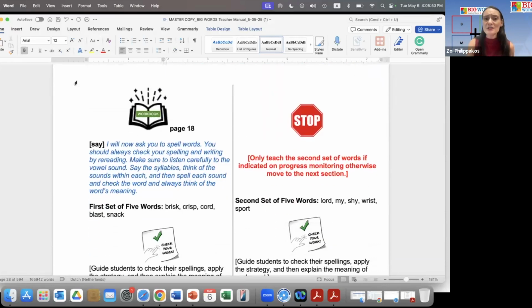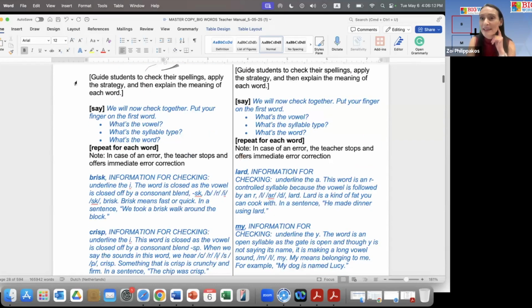You should always check your spelling and writing by rereading. Make sure to listen very carefully to the vowel sound. Say the syllables. Think of the sounds within each and then spell each sound. And check the word, and always think of the word's meaning. So be very, very careful when you're reading. Ready? When you're rereading and checking. Listen. And then the teacher gives each one of the words.